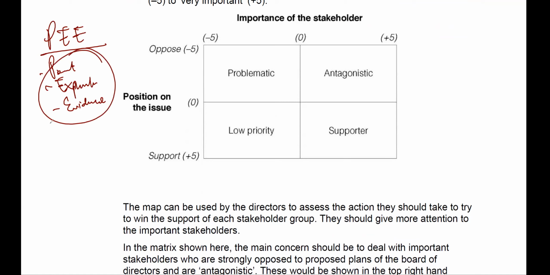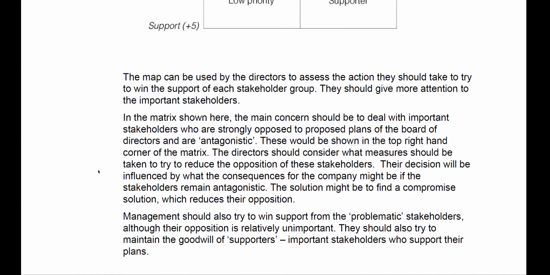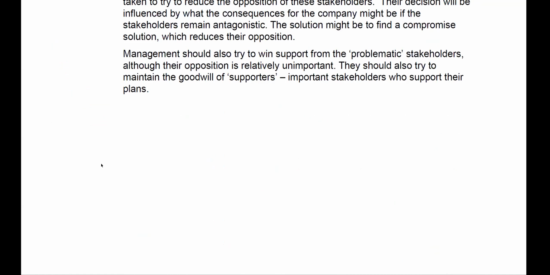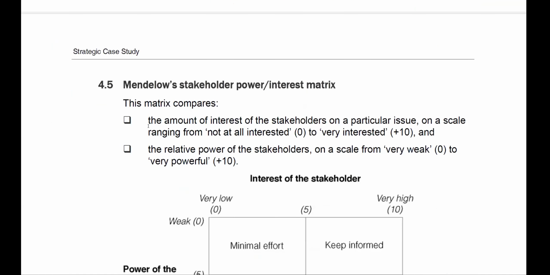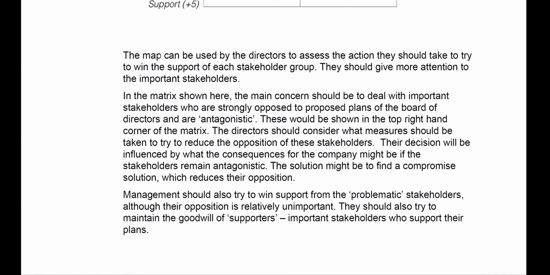Okay, so now you have seen this model. This is the model we will learn first. We apply it to one case, then we apply the second model to the same case. Now, before we come to this model, let's look at how to deal with these stakeholders. And that is where it is important. A lot of students just learn to place the stakeholders on the diagram. This one is supporting, this one is opposing, this one is antagonistic, this one is low priority.